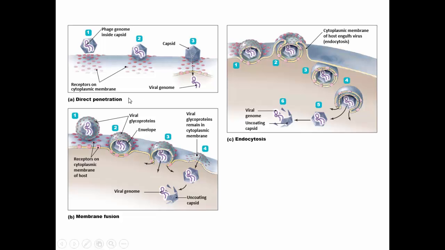So here you see a direct input. The viral genome is simply inserted into the host cell. Or here is the membrane fusion where you have an enveloped virus. And again, the entire virus goes in, so at some point we have to uncoat it to get the viral genome out. Or here is a case of endocytosis, where the virus is taken in by endocytosis. Then the virus particle is released inside the cell. And again, this magical uncoating has to occur.